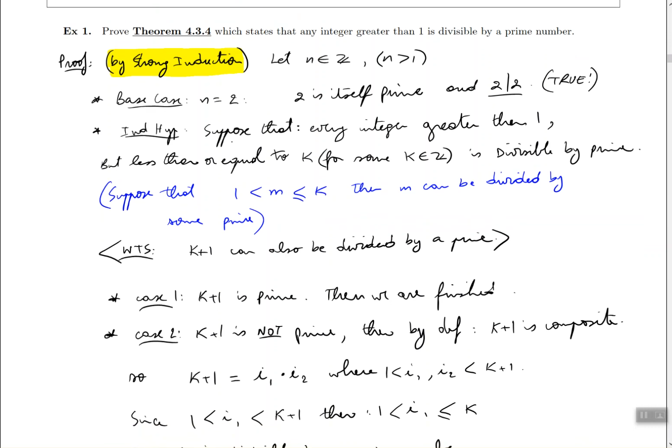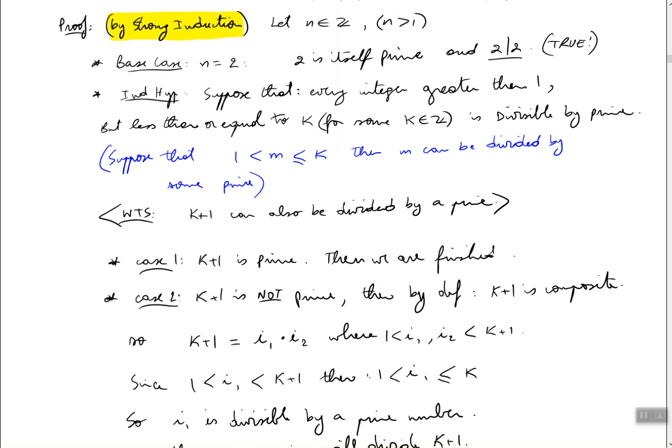So what are we doing with the inductive hypothesis? We're saying, suppose that every integer greater than 1 but less than or equal to some number k, for some integer k, is divisible by a prime number. So basically we're assuming that the theorem works for every integer between 1 and k. That's the main difference between strong induction and weak induction. With weak induction, we just assume that k itself is divisible, whereas with strong induction, we assume that every number from 1 to k can be divided by a prime number.